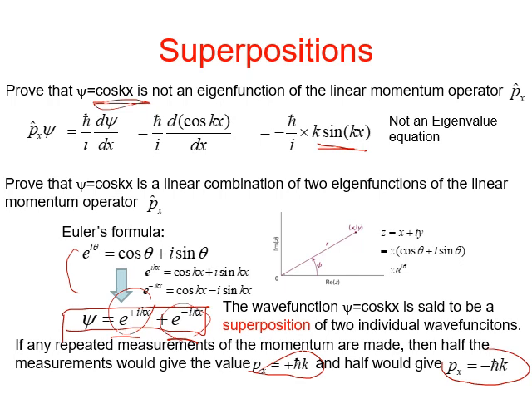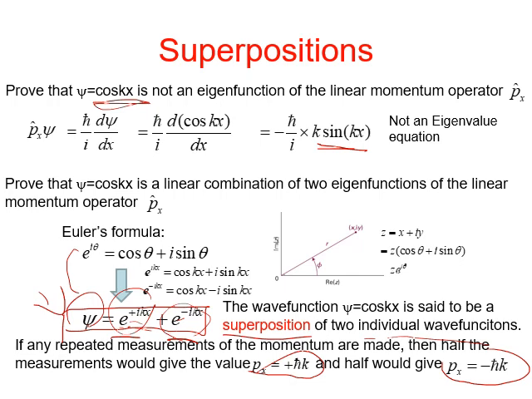And if a function is the sum of the two functions, we can say this function is a superposition of the two individual wave functions. Even though we know the momentum of the two individual wave functions, when you add these two functions together, this wave function does not have a definite momentum.